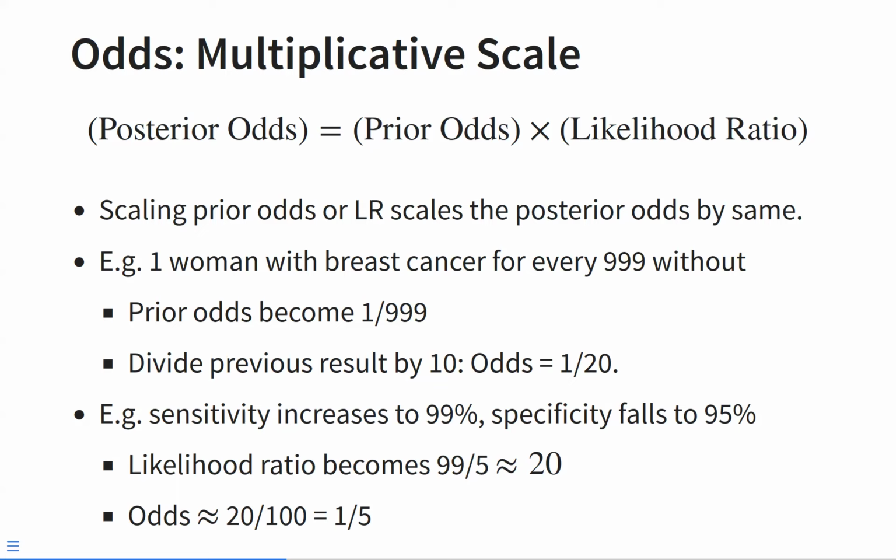So let's modify the problem. Let's suppose that instead of one woman with breast cancer for every 99 without, there's 1 for every 999 without. So this would be making breast cancer much rarer. Then the prior odds become 1 over 999. To get the answer, all we would have to do is divide our previous result by 10. So the odds would be 1 in 20.